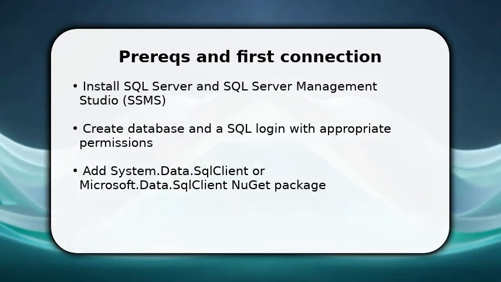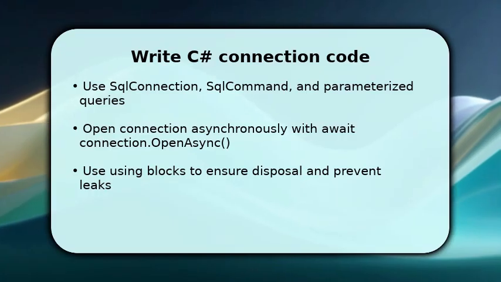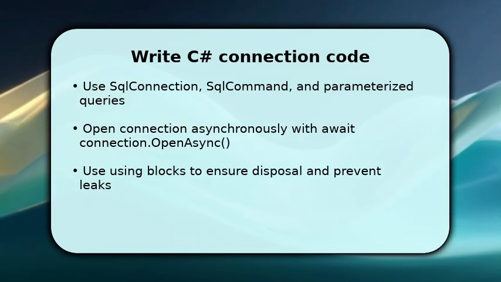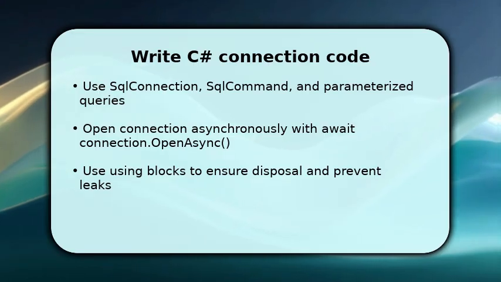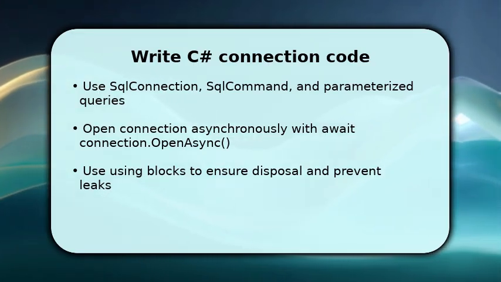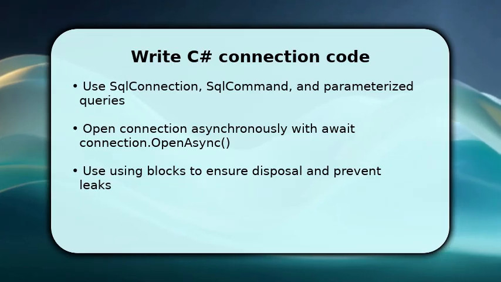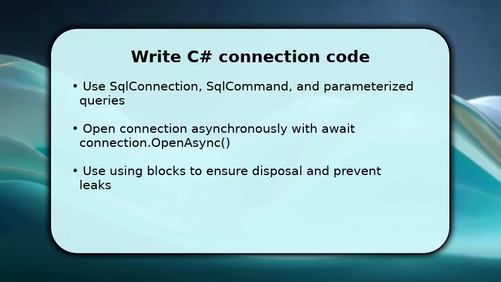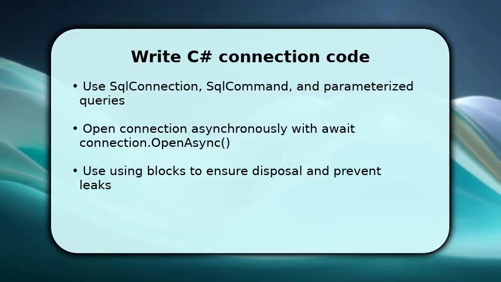You now implement the middle steps. In a data access class, import Microsoft.Data.SqlClient, and create a SqlConnection using the connection string. Then construct a SqlCommand with a parameterized query to avoid injection, add SqlParameters, and call await command.ExecuteReaderAsync or ExecuteNonQueryAsync.